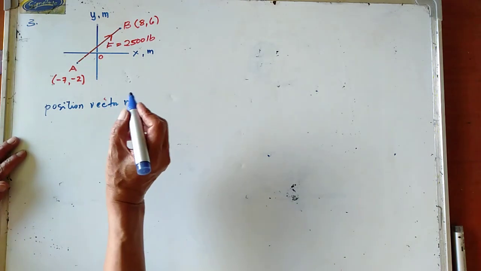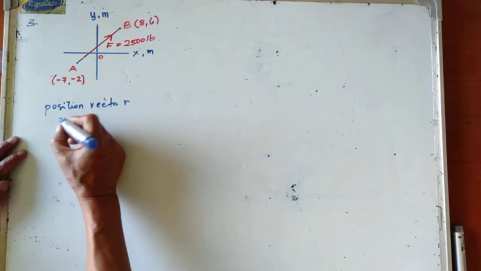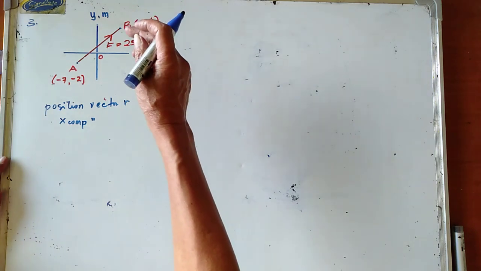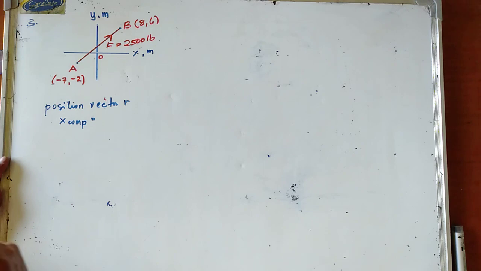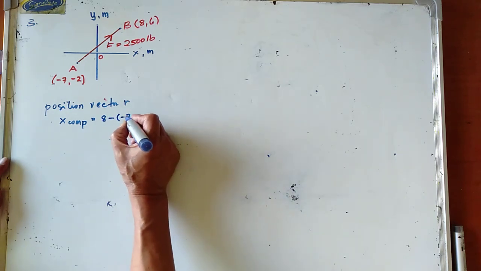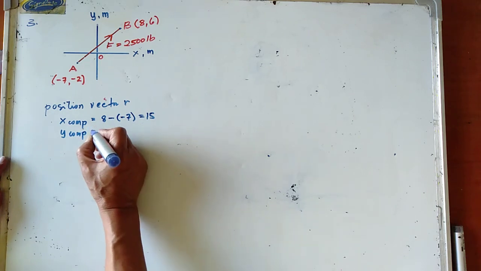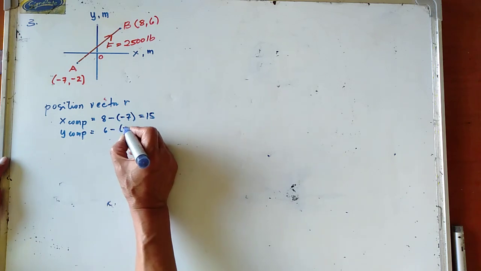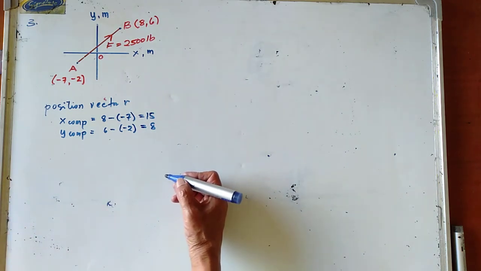Now let us first determine the components of the distance d. Your x component is equal to the coordinates of the head of the vector minus the coordinates of the tail of the vector. So we have 8 minus negative 7, that is equal to 15. And then the y component of the position vector r is 6 minus negative 2, which is equal to 8.